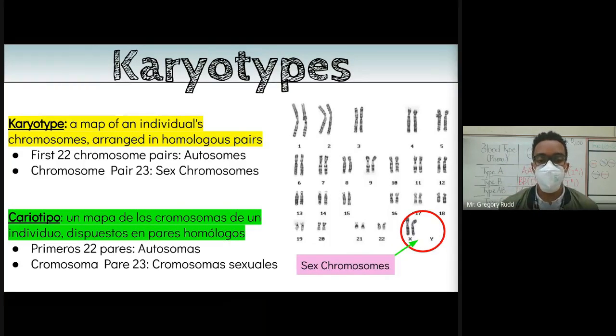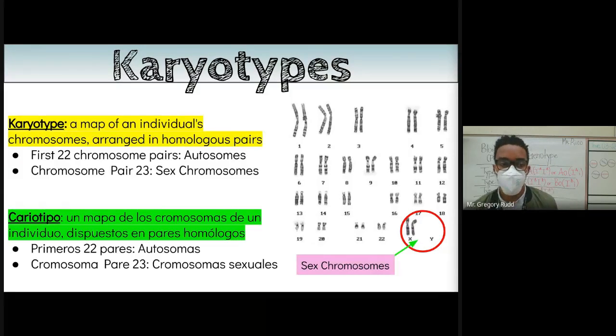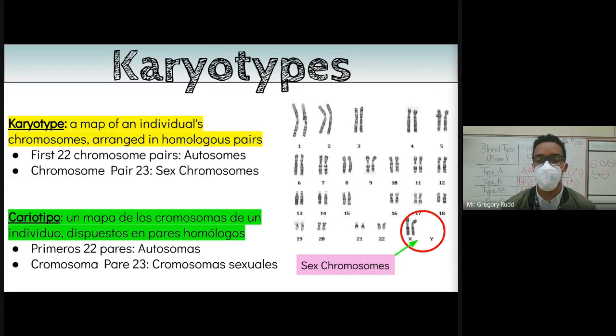The first 22 pairs are called autosomes. They are your body chromosomes. They code for genes that have nothing to do with your sex. But that last pair, that 23rd pair, is your sex chromosomes. And of course, these determine your sex-linked traits, as well as your sex.